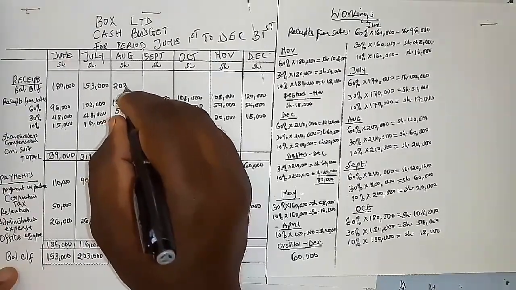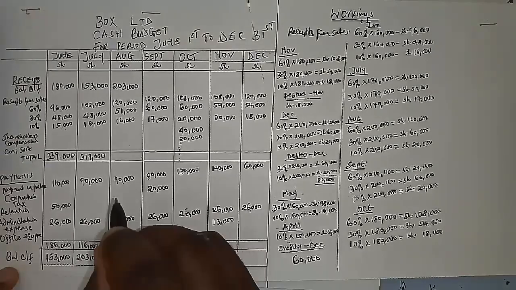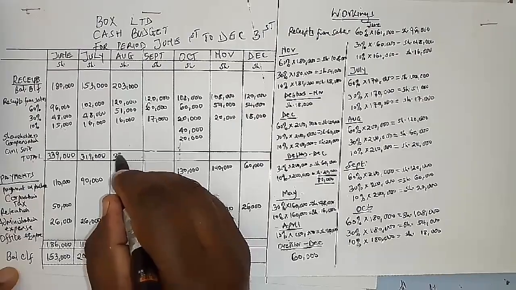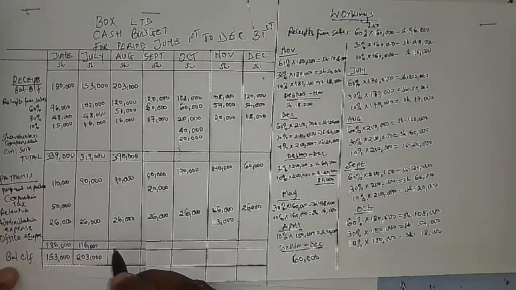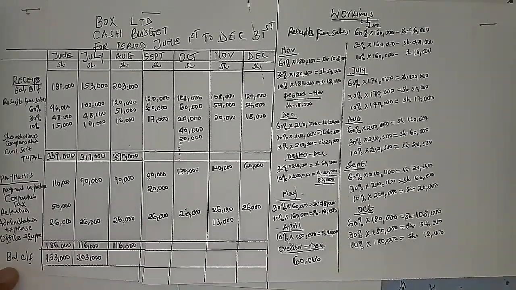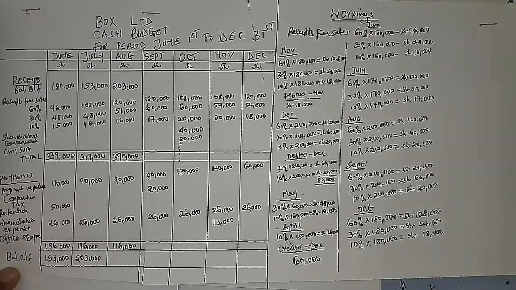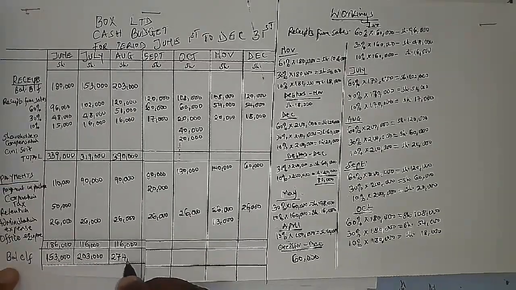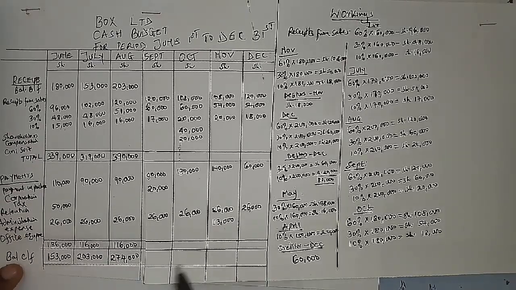So here we write 203,000. So let us add the receipts. The receipts for the month of August is 390,000. Let us add the payments. The payments will be 116,000. And now when you subtract the two, you will get 274,000, which is the balance carried forward to the month of September.